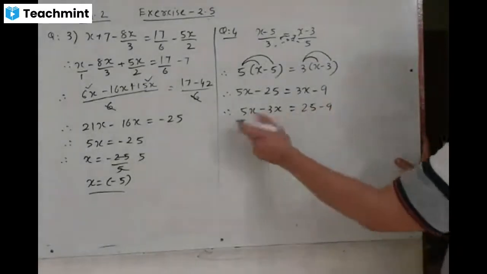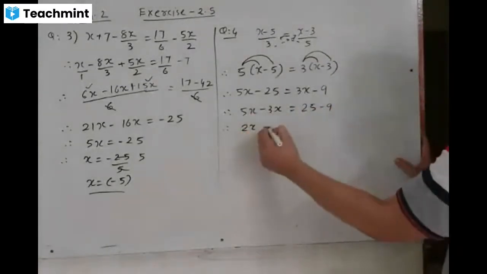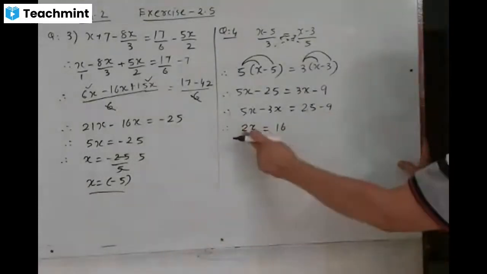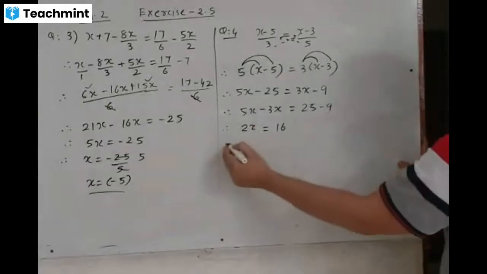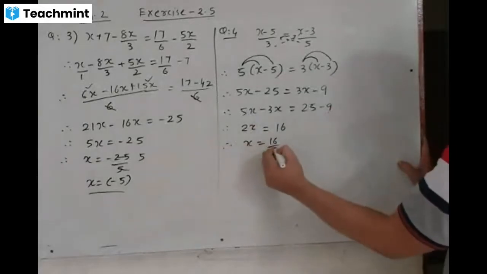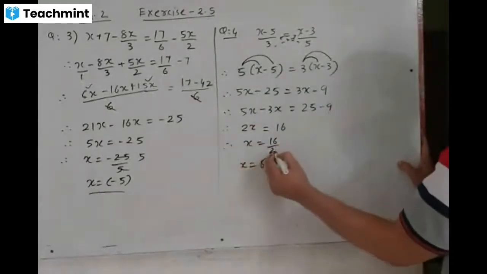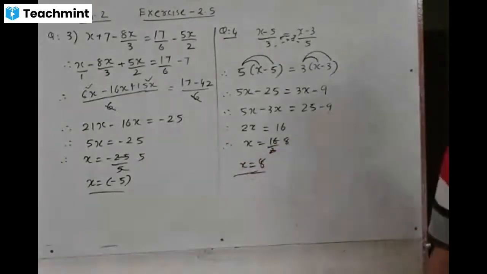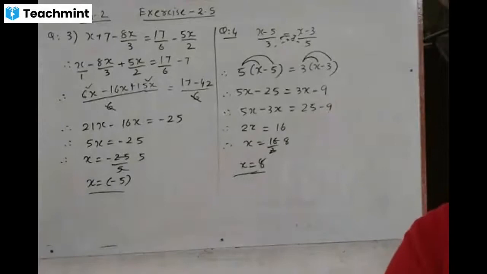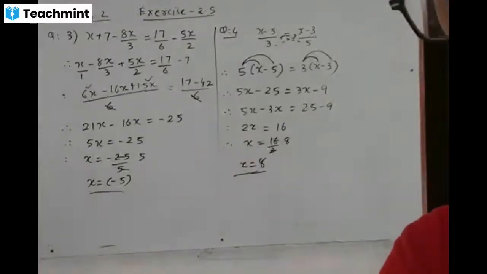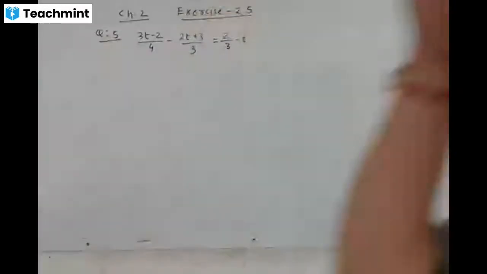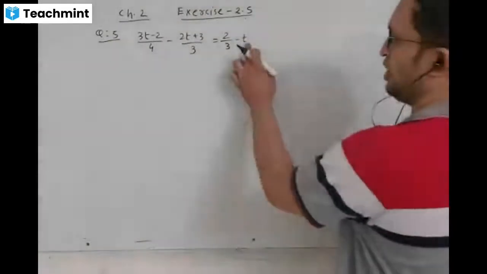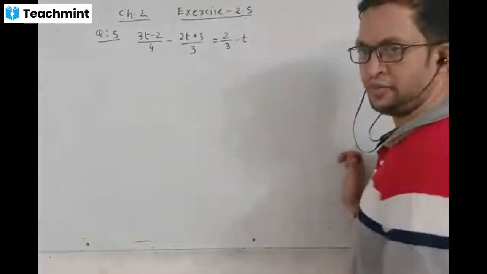Okay. 5x minus 3x, that is 2x. 25 minus 9, that is 16. And 2 is in multiplication form, transposing right side, that is division form. Therefore, what is the value of x? X is equal to answer 8. That is the final answer. Okay, clear? First variable term minus t transposing to right side.